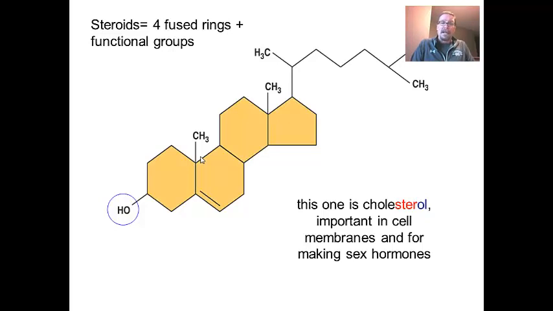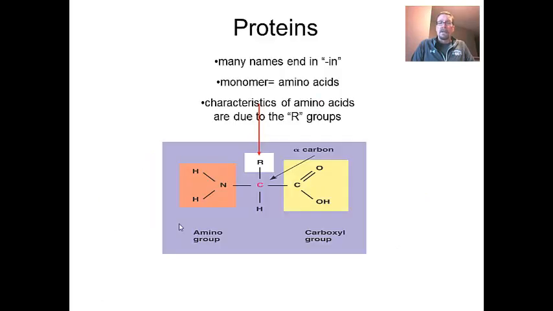Okay? And here, steroids. All steroids are based on cholesterol, and that is another hydrophobic lipid. Proteins, they are "pro" because they are paramount. The monomer is an amino acid. There are 20 naturally occurring amino acids.